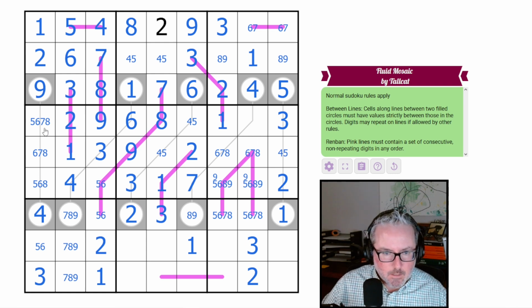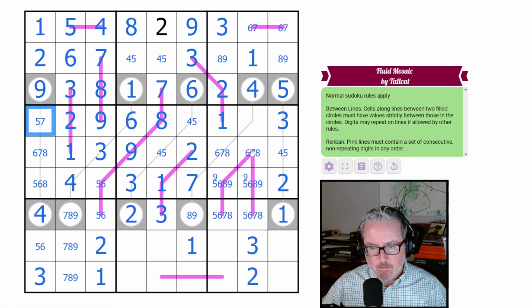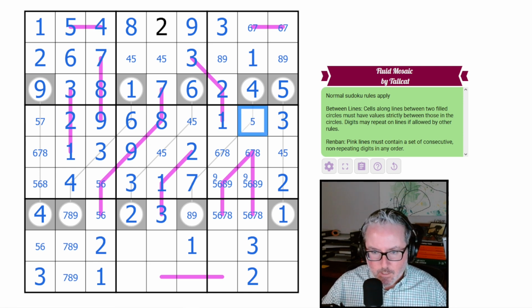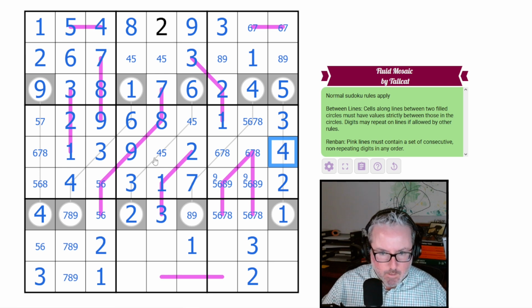Let's see. This is not 8 or 6. Okay. Anything else? I feel like we have a ton of stuff here that just needs to be plopped in, but what can you be? 5, 6. Yeah, this is just a 4. 7 or 8. So this is 4. That forces 5 and 4.